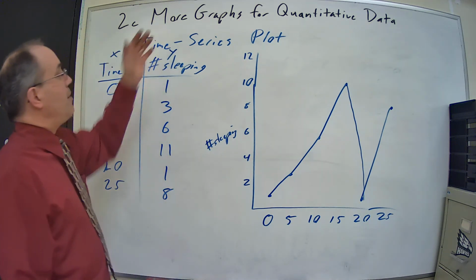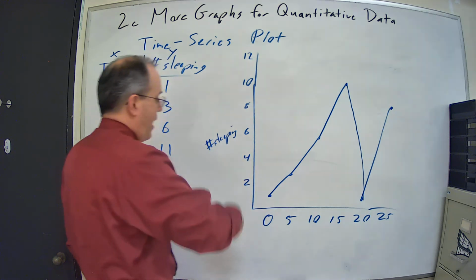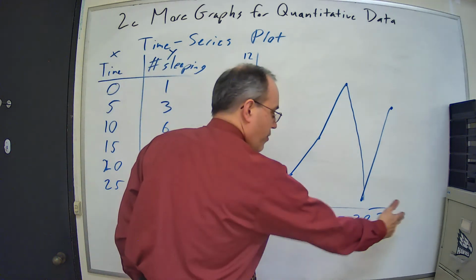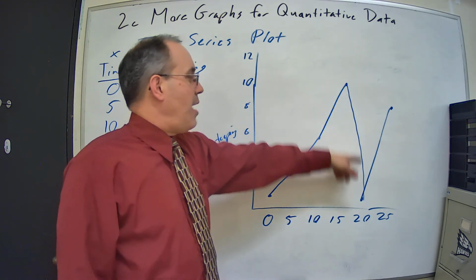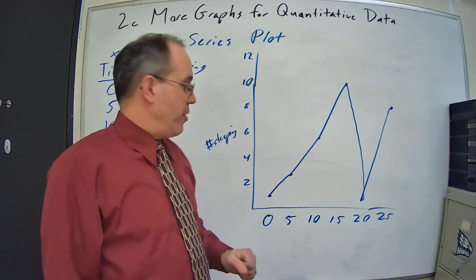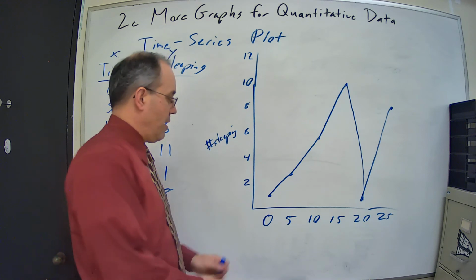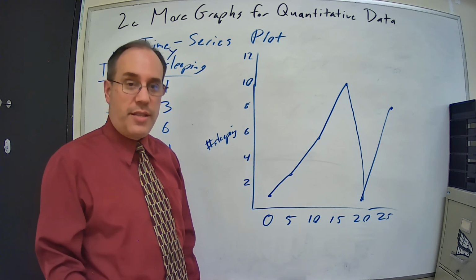So that's a time series plot. Always put the dependent variable on the y-axis, the second column, number of people sleeping, the independent variable on the x-axis. Draw the dots, then draw the lines in between them, and only come down to the x-axis if the data really does that.